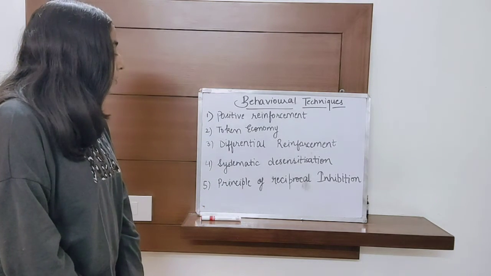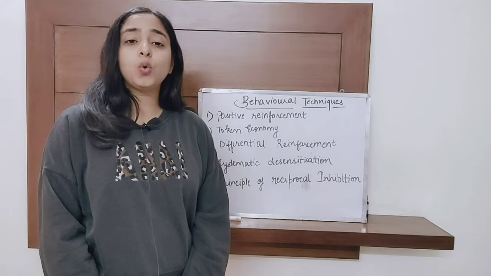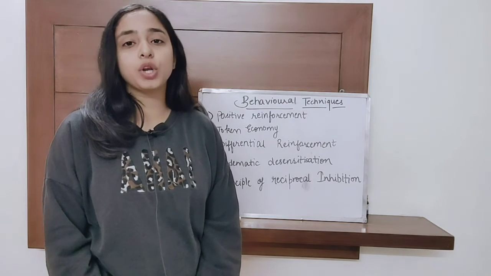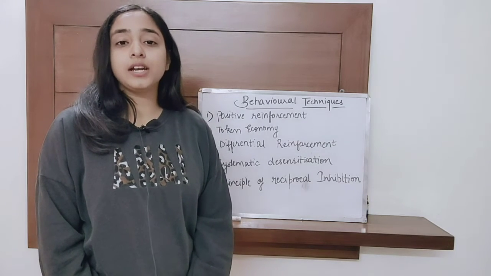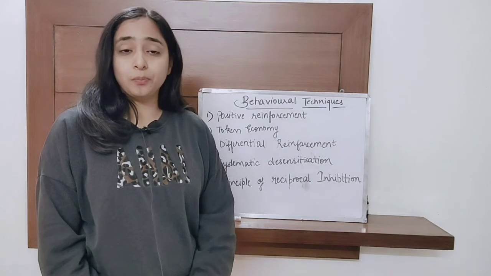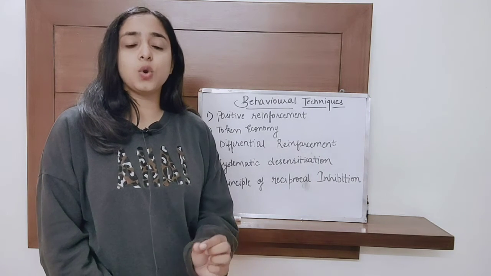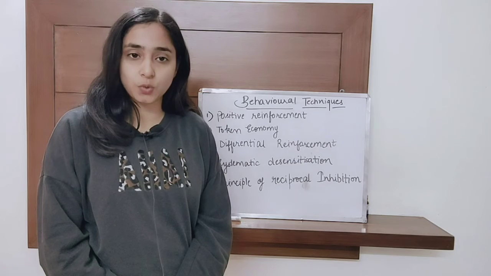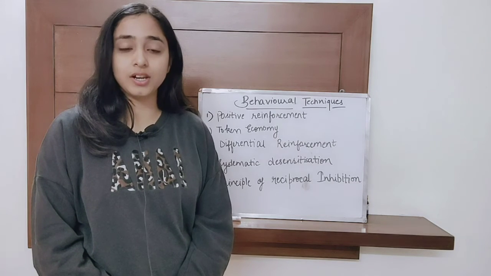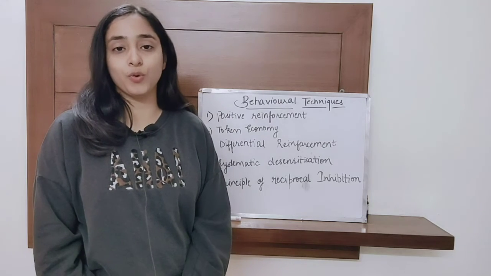The fifth technique is the principle of reciprocal inhibition. So this principle says that whenever two opposing forces are introduced at the same time, then the dominant force is going to inhibit the weaker force. So what is actually done under this principle? The person is made to relax completely. They are relaxed in a great manner, and then they are slowly introduced to small anxiety provoking situations. Since the relaxation pattern is much greater than the anxiety provoking situation, the relaxation dominates the anxiety and the person feels calm even in the anxiety provoking situation.